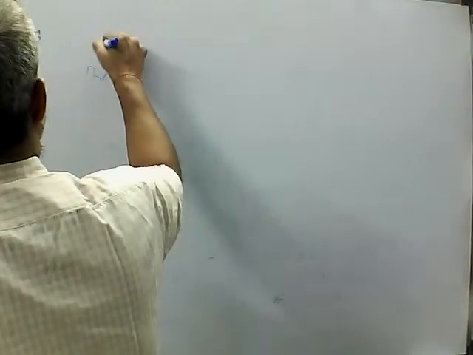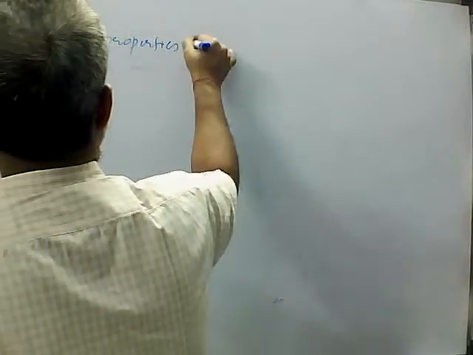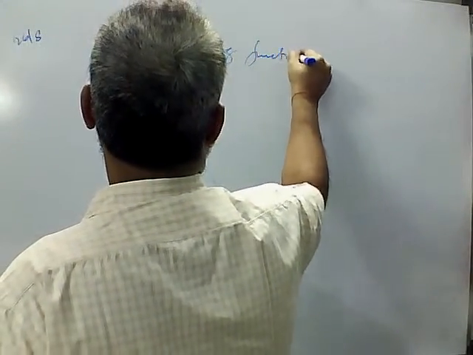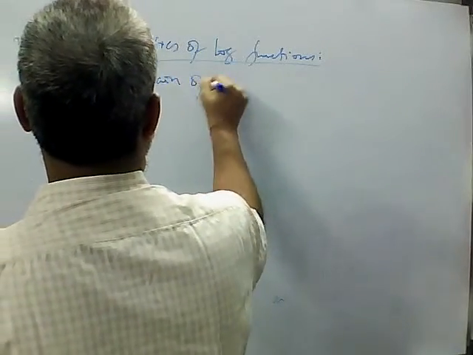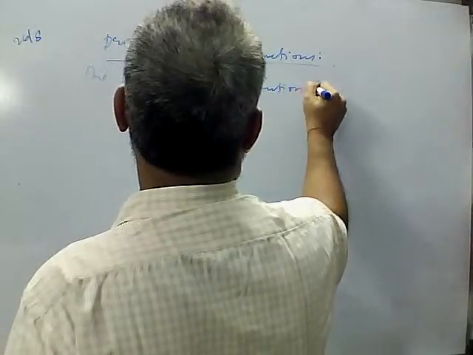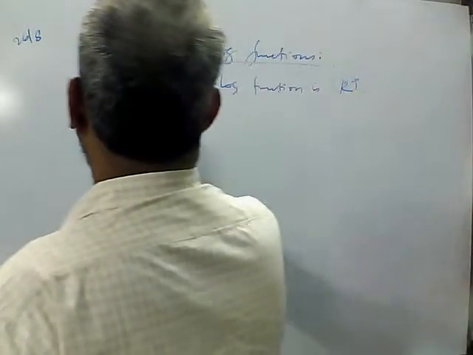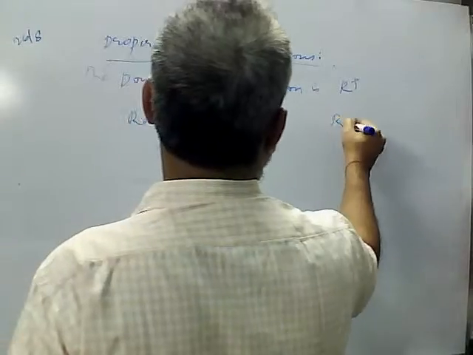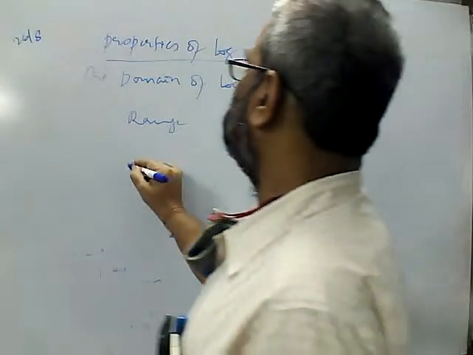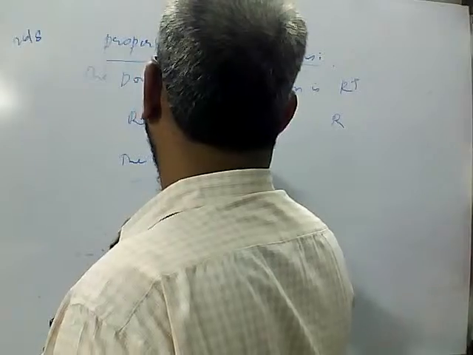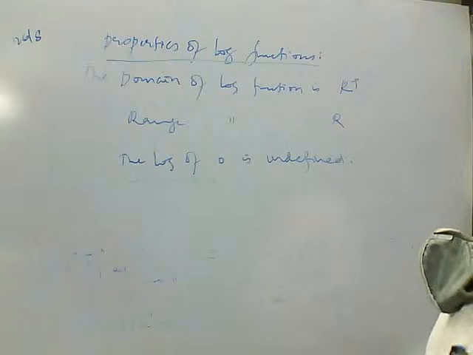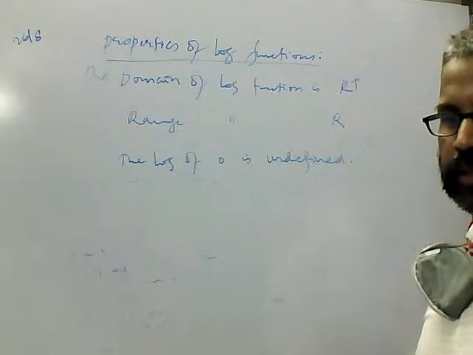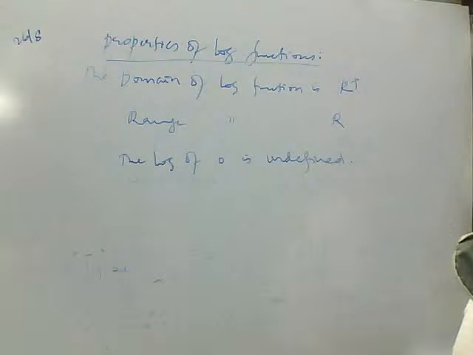The domain and properties of logarithm functions. The domain of the log function is R plus, and the range is R. That is because the log of 0 is undefined. So log is defined only for x greater than 0, for any x greater than 0 only. Next.